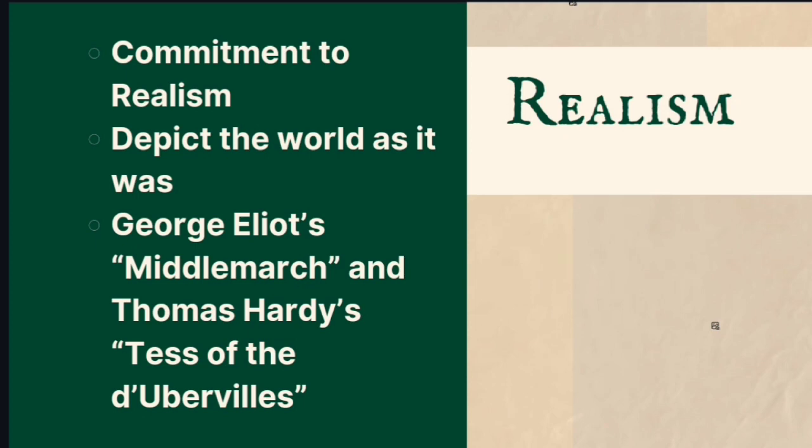Some of the notable works, I can say, are George Eliot's Middlemarch, as I already told you, and Thomas Hardy's Tess of the D'Urbervilles. When you read these two works, you can definitely explore the realistic perspective of England during the Victorian era. So try to read Middlemarch and Tess of the D'Urbervilles.